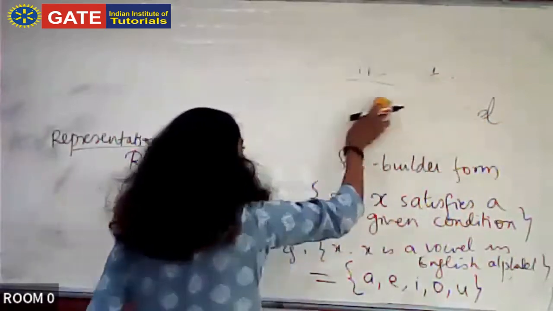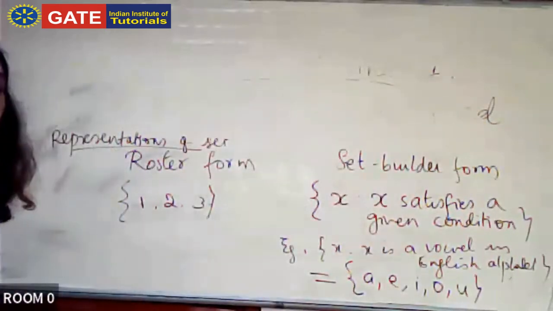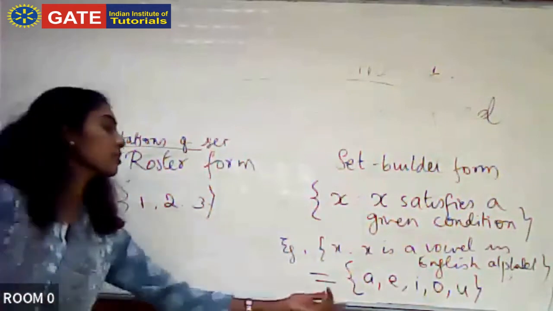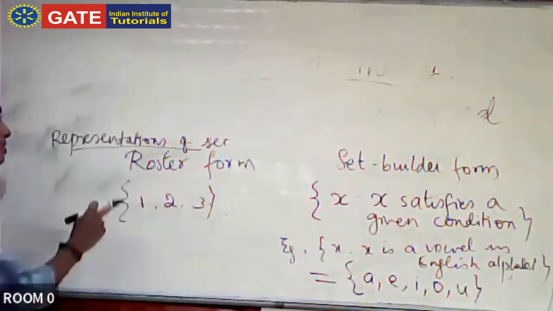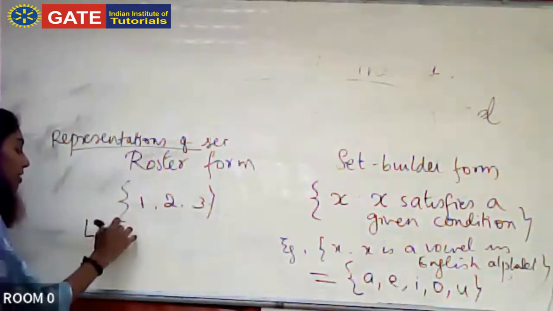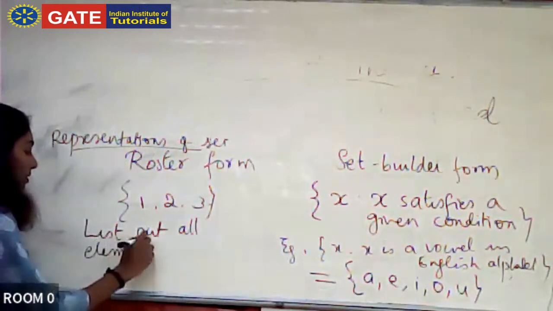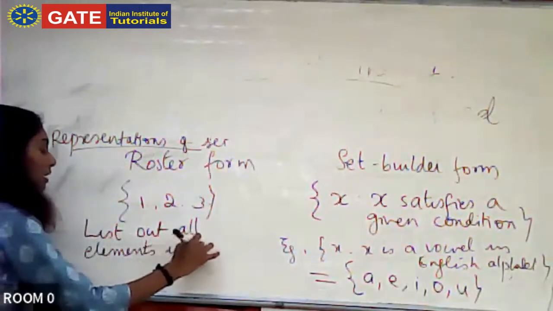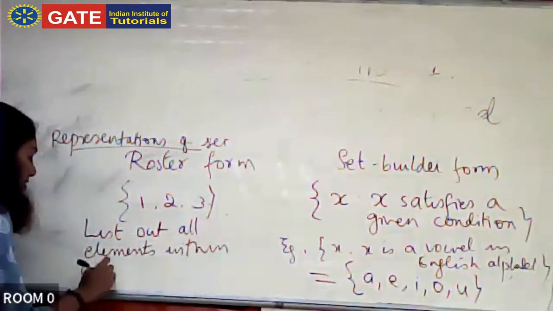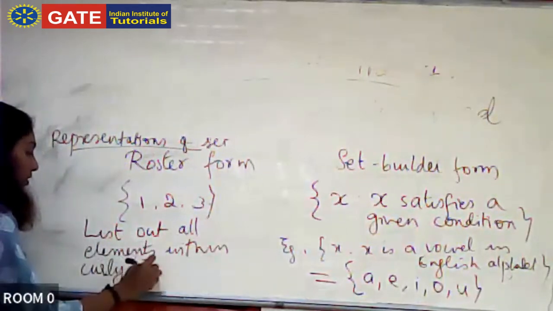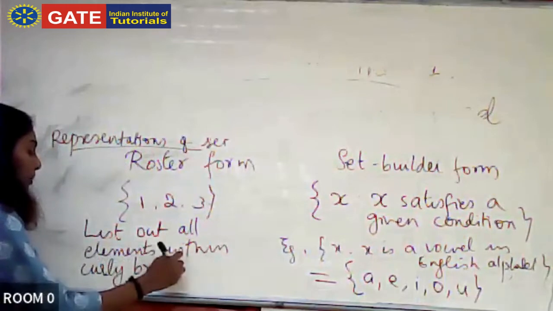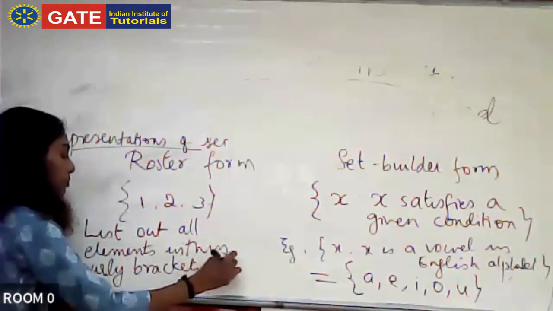Ma'am, this A, E, I, O, U is roster form. Yes, it is roster form. Roster form means you list out all the elements within curly braces or curly brackets, separated by commas.